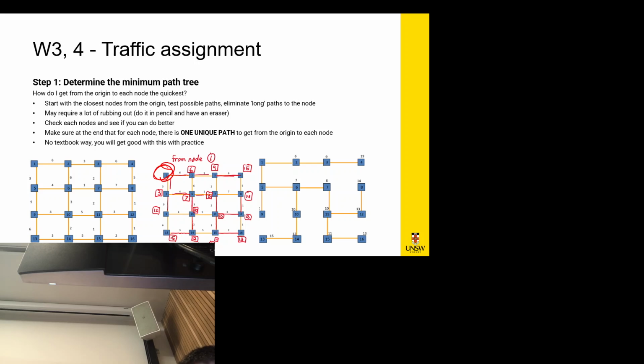But if I want to go here, I can go from 1 to here to here, 6 plus here to there, that's 12. However, I can go from here to there, that's 3, from there to there, that's 4, and that adds to 7. So that's a quicker way, and I just eliminate this path. But you have to check each node to see if you can do better. Make sure at the end of each node, there is one unique path to get from the origin to each node. There's no real textbook way of doing this. The best way to do this is through practice. Practice is so important. I think you'll learn best by actually doing it.